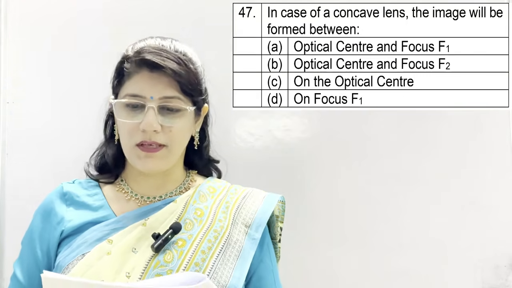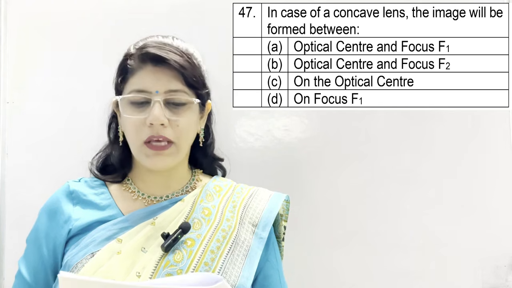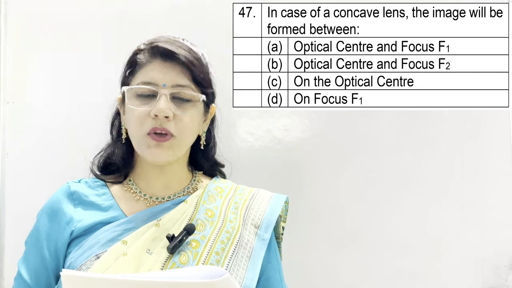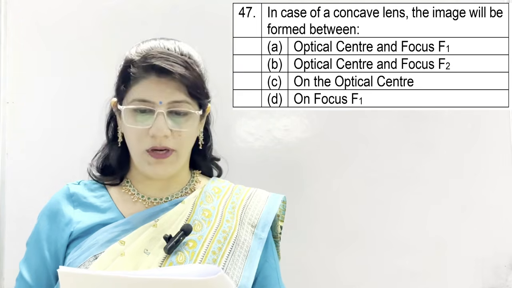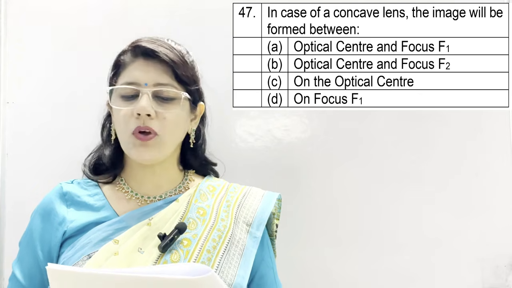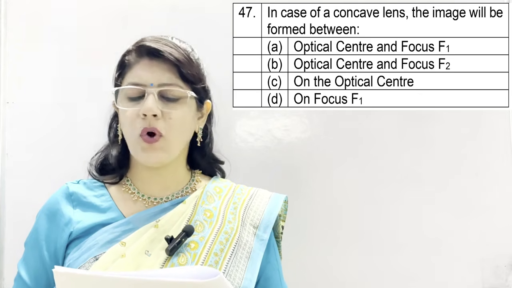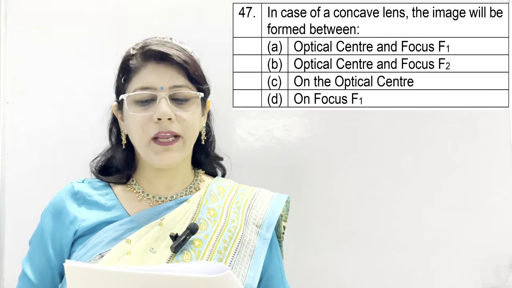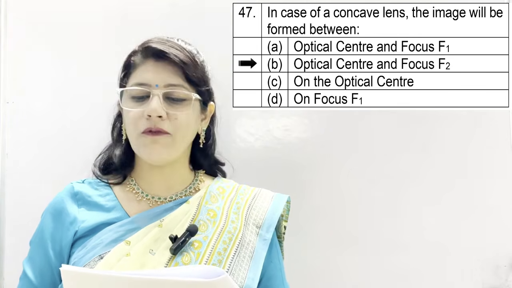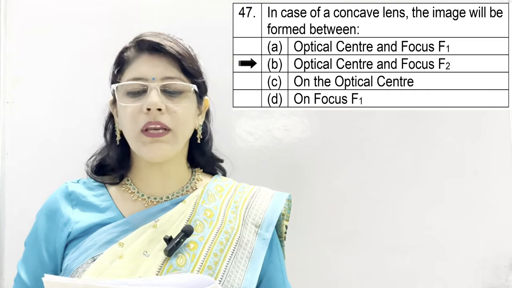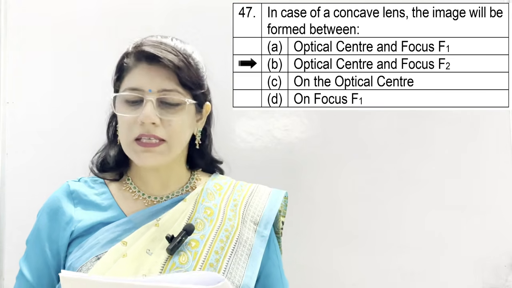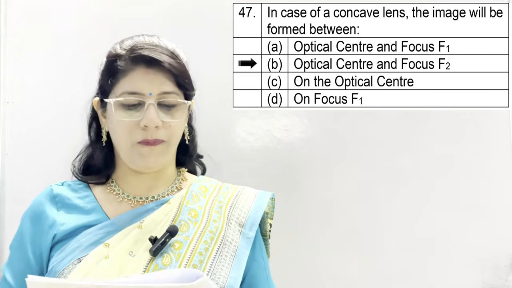In question number 47, in case of a concave lens, the image will be formed in between, A option optical center and focus f1, second option optical center and focus f2, C is on the optical center and D is on focus f1, and the correct option is B, which is in between optical center and focus f2. We know in case of a concave lens, the image is always formed in between the second focus and optical center.